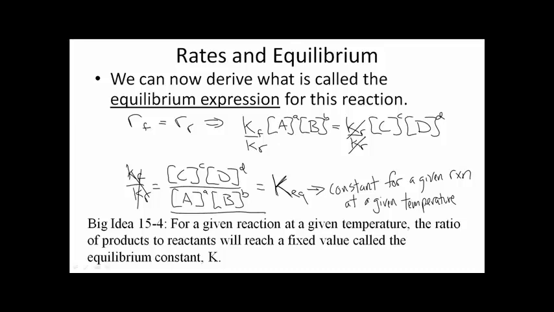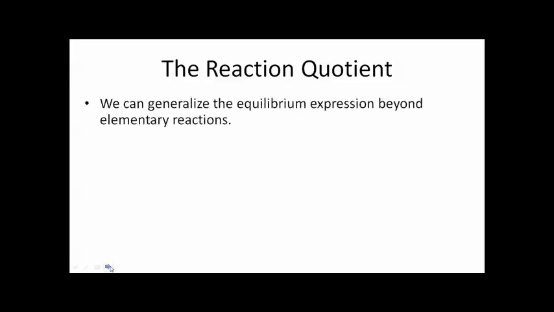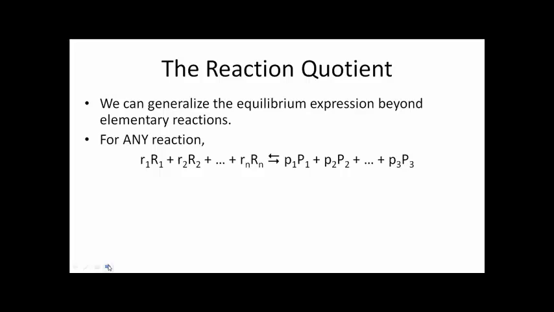Okay. So now, a reaction might not actually be at equilibrium yet. Things will move toward equilibrium, but they don't necessarily have to be at equilibrium when we're looking at them. So we can generalize beyond elementary reactions. So for any reaction, look at this one. So I have my first reactant plus my second plus my third, all the way to the end. Makes product 1, product 2. This should be N, product N, right?